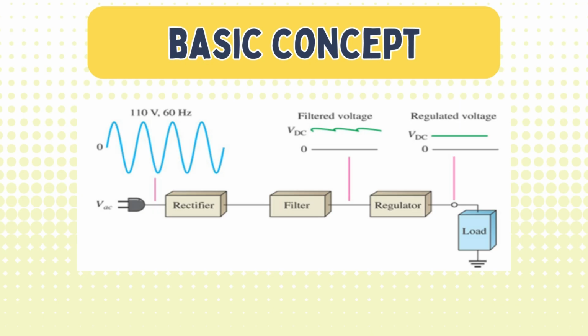First step is rectification, to convert the AC voltage into one direction flow, and this time we will use a diode center tap type rectifier. Second step is filtering. We use the capacitor to smooth out this pulse, reducing the ripple. And last but not least is the regulator, to maintain and ensure a stable DC voltage.